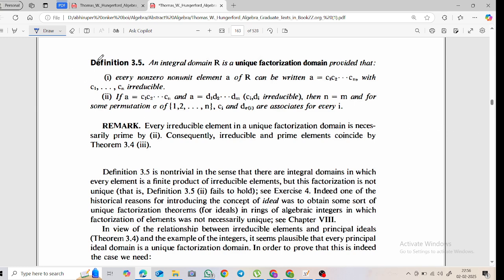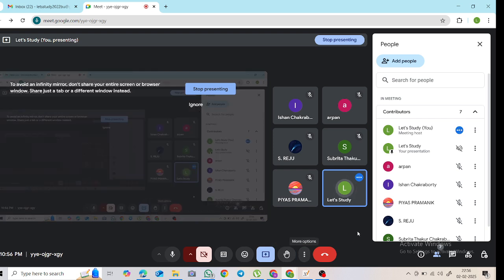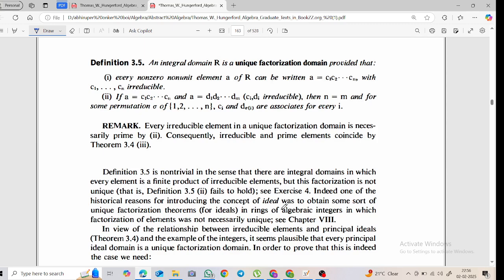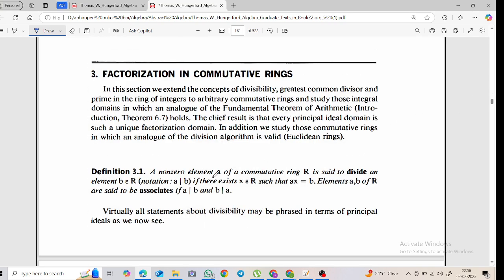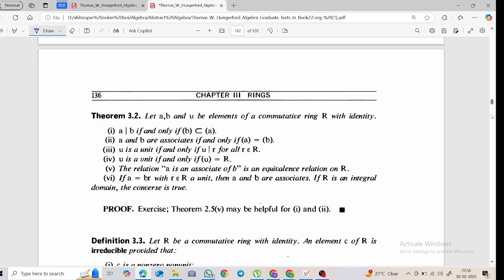So this is the definition of an integral domain. An integral domain is a unique factorization domain. First, understand what a factorization domain is. Was the definition of a factorization domain given earlier? No, the definition of factorization domain is not given here.